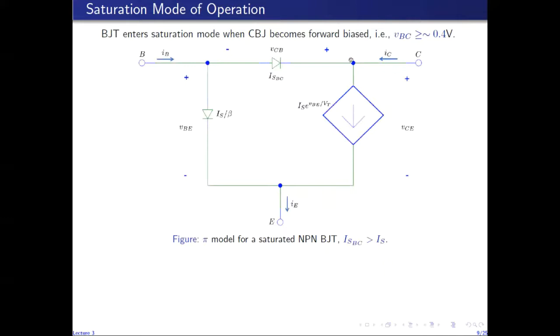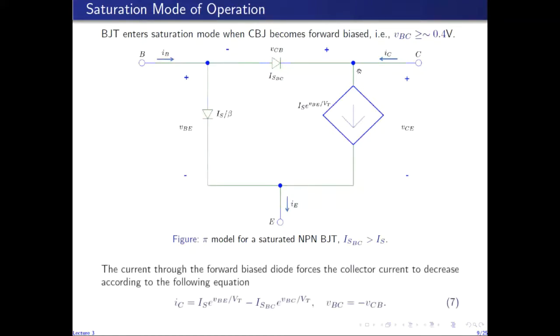So writing the current equation at this node, we can very easily see that the collector current now is given by the difference between the current through this branch and the current conducted by the forward biased collector-base junction, which is given by this term. So as the forward bias voltage across the collector-base junction increases, this term increases, which decreases the collector current. So when the transistor is operating in the saturation mode, its collector current is reduced.